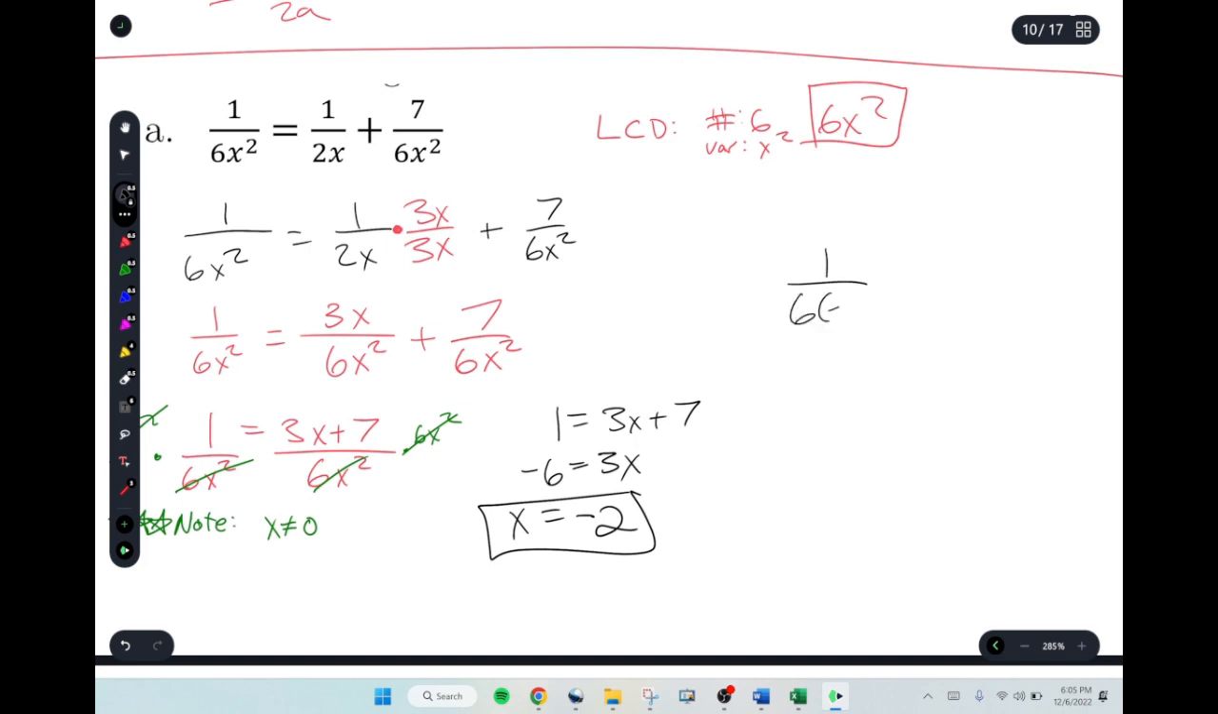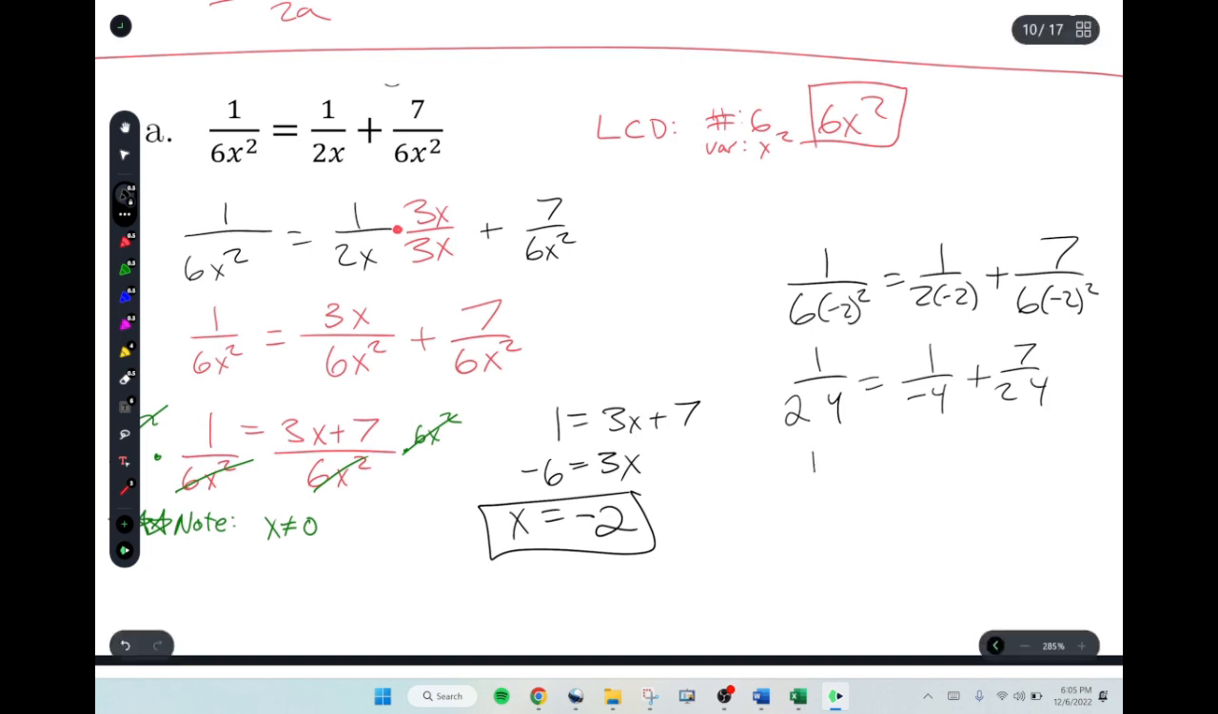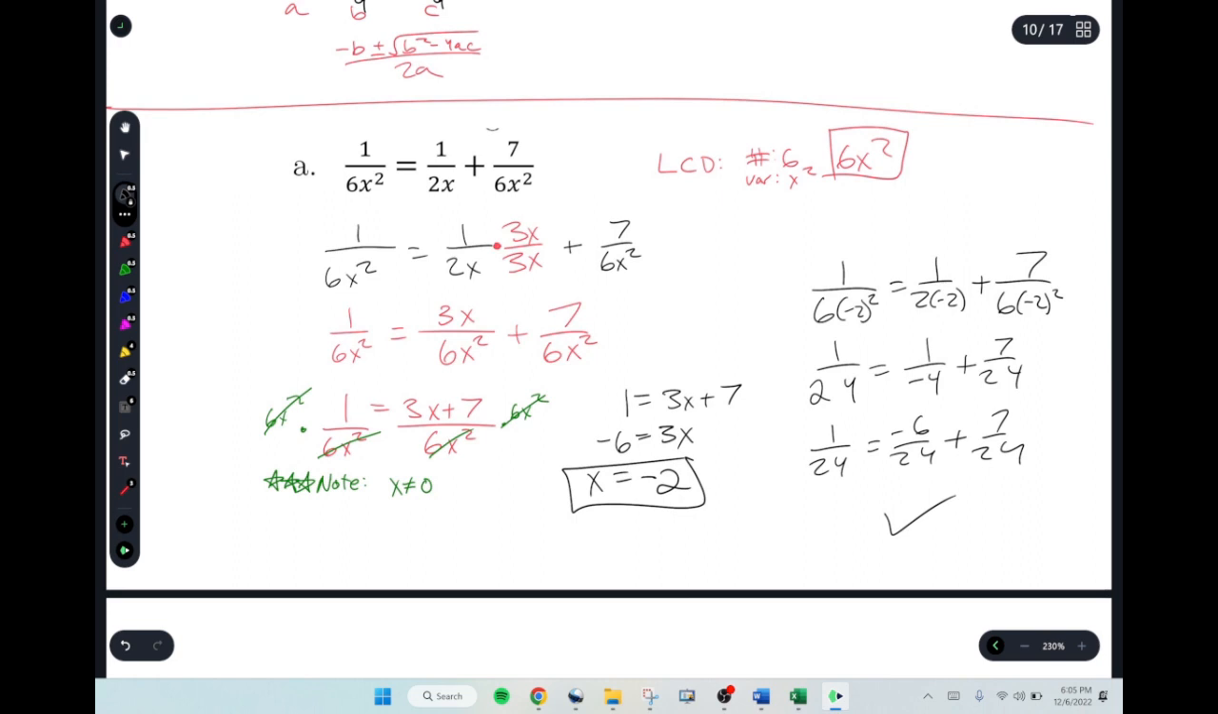1 over 6 times negative 2 squared equals 1 over 2 times negative 2 plus 7 over 6 times negative 2 squared. 1 over 24 equals 1 over negative 4 plus 7 over 24. 1 over 24 equals negative 6 over 24 plus 7 over 24. Hey! Check. Always check. I didn't say that before because our tests were an hour. Now I'm saying check because your test is 2 hours.